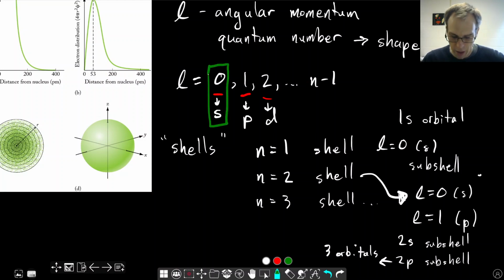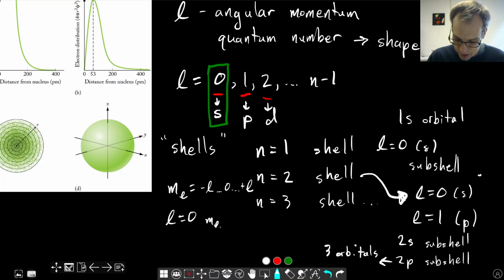s orbitals of different subshells, right? So we can have 1s or 2s or 3s. These are, again, labeled by their principal quantum number. But only one possible value of m sub L, because m sub L goes from negative L through 0 to positive L with all the integers in between. So, in the case of L equals 0, m sub L equals 0, and so there's always only one s orbital per shell.